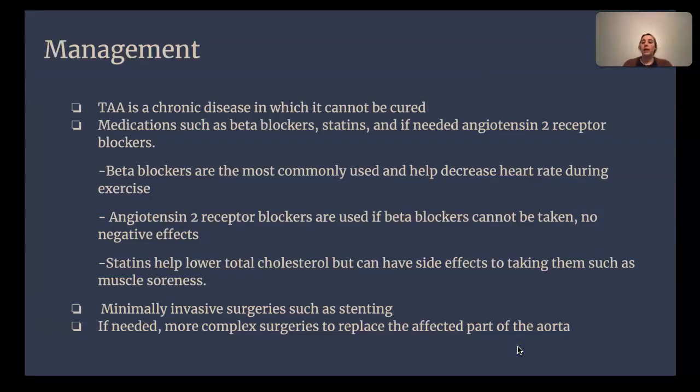So, management. TAA is a chronic disease which cannot be cured. Medications include beta blockers, statins, and if needed, angiotensin II receptor blockers. Beta blockers are most commonly used and help decrease your heart rate during exercise. Angiotensin II receptor blockers are used if beta blockers cannot be taken. They have no negative effects and they also help decrease heart rate. Statins help lower total cholesterol, but they can have side effects, such as muscle soreness.